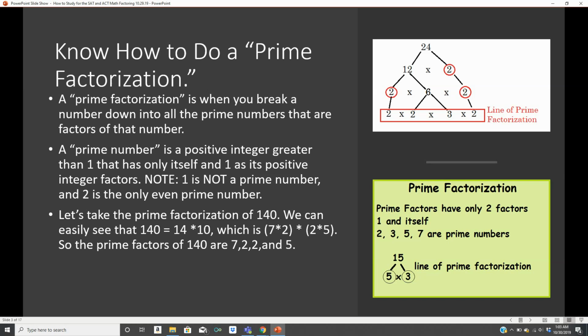In case you don't know what a prime number is, it's a positive integer greater than 1 that has only itself and 1 as its positive integer factors. Notice that 1 is not a prime number and 2 is the only even prime number.